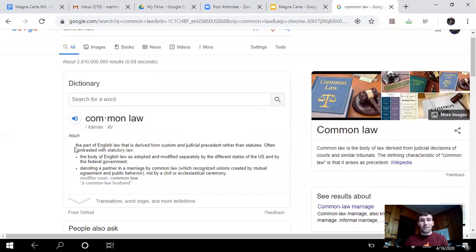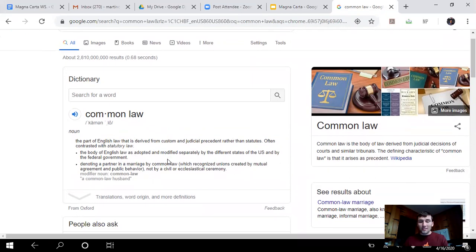So it says it's a part of English law that is derived from a custom and judicial precedent rather than statutes, or is the body of English law adopted and modified separately by these different states of the U.S., things of that sort. So what do we know common law to be? It's basically a law that has been set by the courts in a past jury or a past trial.